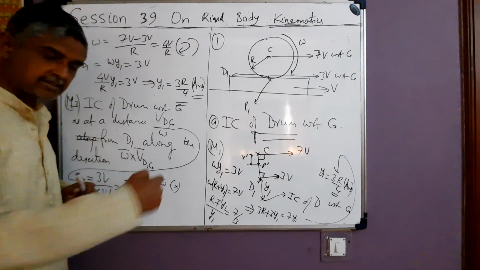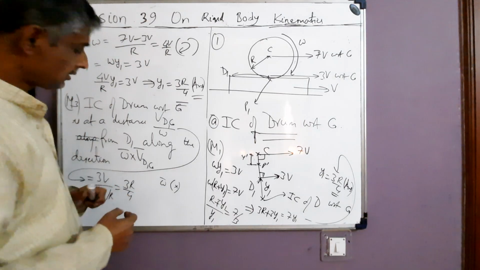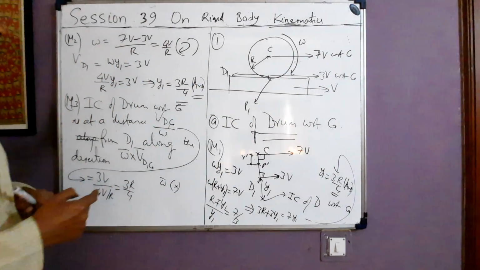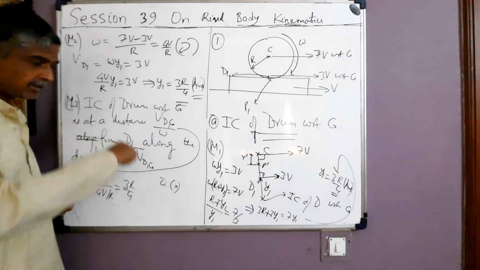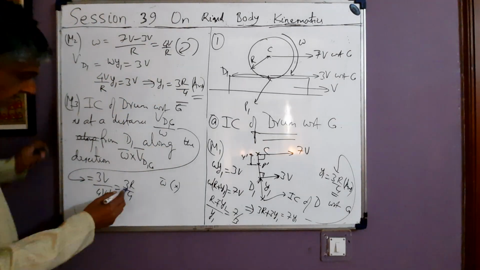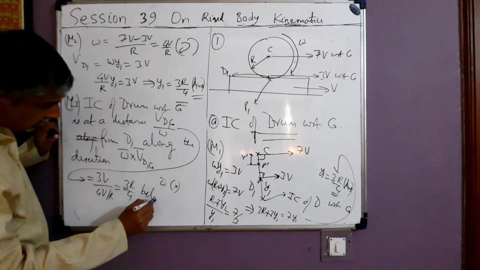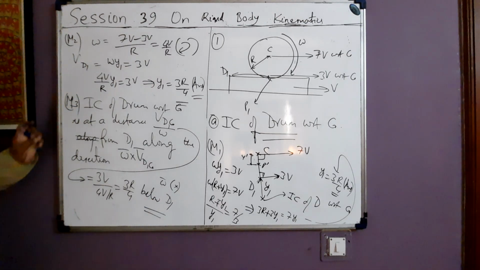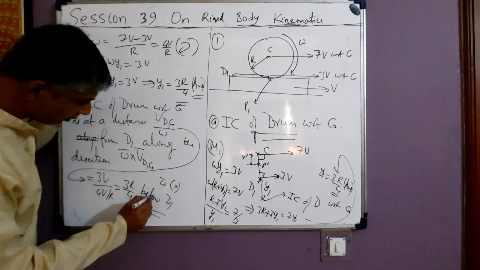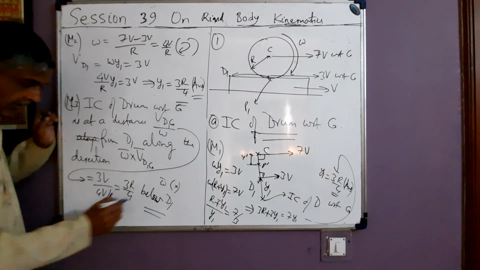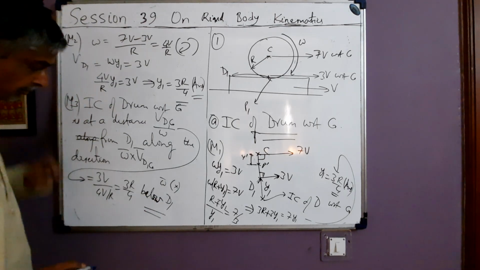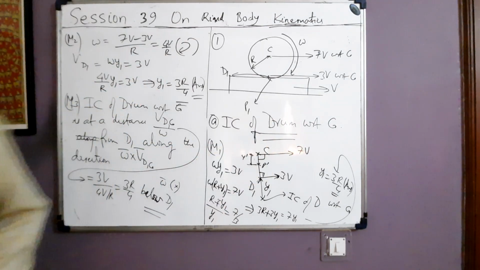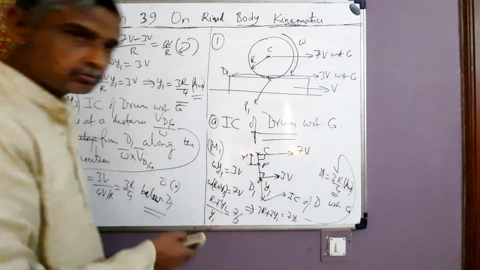V D1g is rightward and omega is clockwise, so inward. Omega cross v D1g is downward. So this IC is 3r by 4 below D1. So the IC of the drum with respect to ground is at a distance of 3r by 4 below D1. This is the same answer which you obtained by different methods.